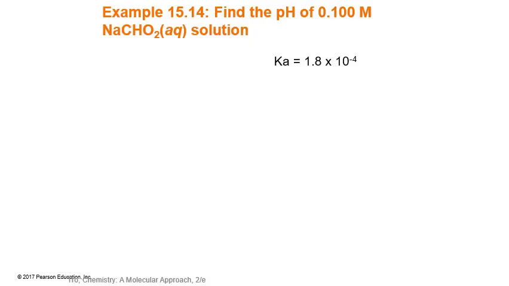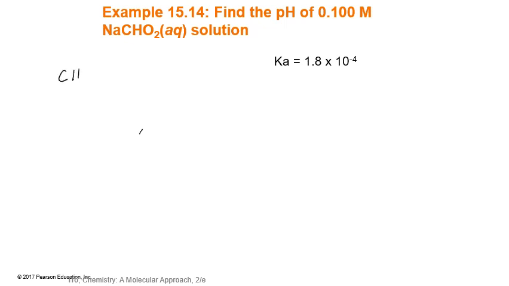Let's find the pH of 0.1 molar sodium formate solution. Its conjugate acid is formic acid, which has a Ka of 1.8 times 10 to the negative 4th. Let's start by writing our chemical reaction. We're going to do this as net ionic because anything with sodium is always soluble, so that is going to form just an ion in the solution.